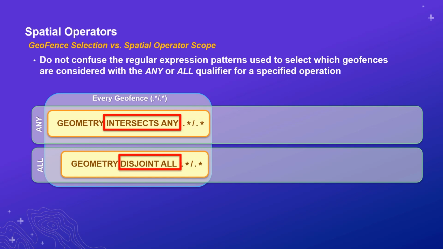The selection of geofences to consider must not be confused with the qualifiers applied to a spatial relationship. In the first expression illustrated here, if an event record's geometry intersects any of the candidate geofences, the expression will be satisfied and evaluate true. In the second expression, an event record's geometry must be disjoint all of the candidate geofences, otherwise the expression will not be satisfied and will evaluate false.